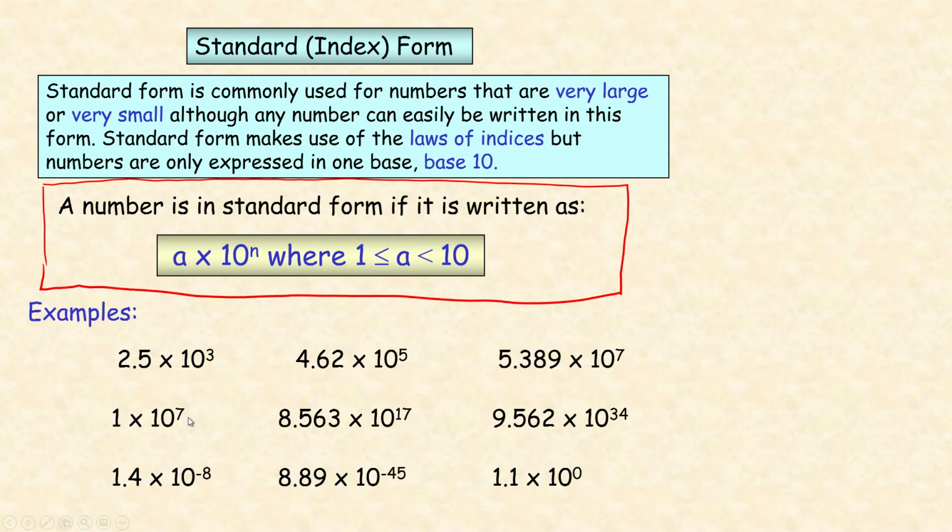1 times 10 to the power of 7. 1.1 times 10 to the power of 0. That sort of thing. 8.49 times 10 to the power of minus 45. So that's a very small number. What I want you to do is hit pause and write this definition down in the red box. Once you're ready, hit play again, and we look at an example.